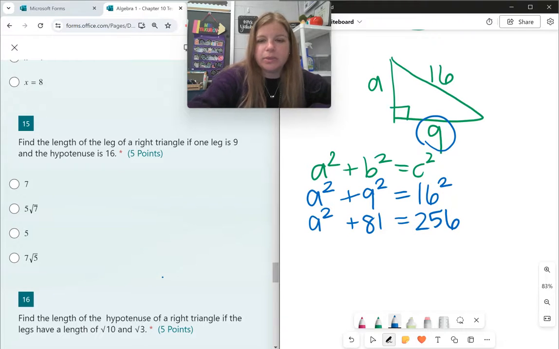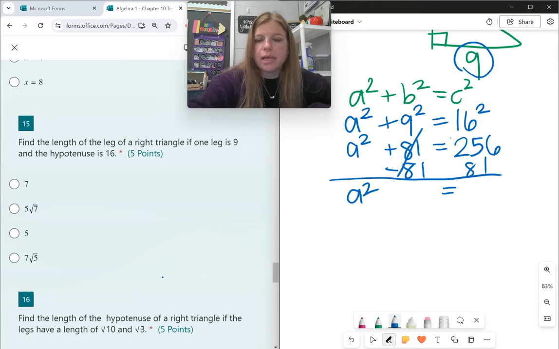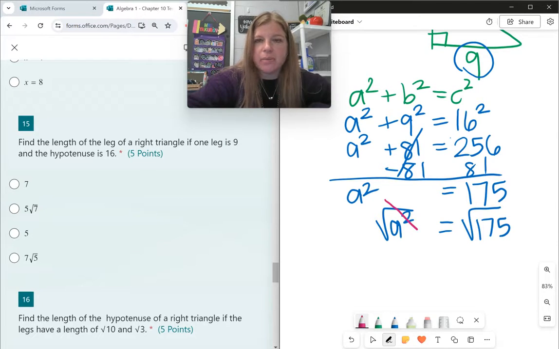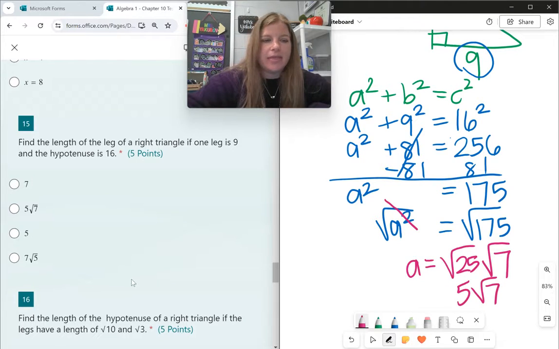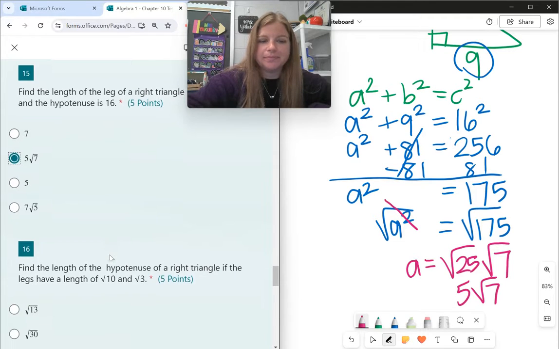I want to solve for a squared, so I go ahead and subtract 81 on both sides. I end up getting a squared equals 175. I then need to take the square root on both sides because we don't want a squared, we just want a. Okay, and when I go and do that, I'm able to simplify out my radical and my squared. I'm left with a equals, now 175 is not a perfect square. Biggest perfect square that goes into 175 is 25. So this would be radical 25 times radical 7, which then becomes 5 radical 7. And that is my answer, 5 radical 7.